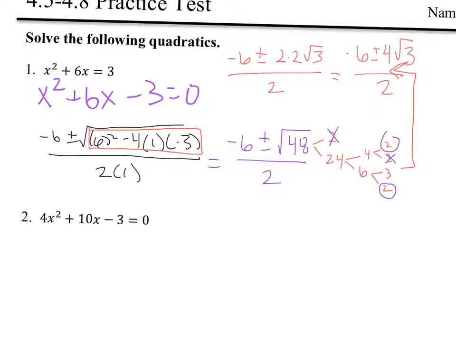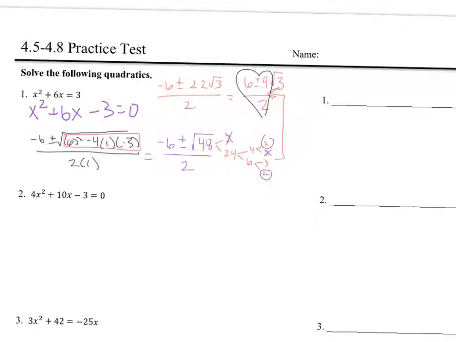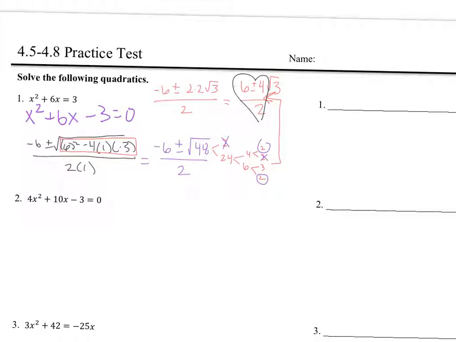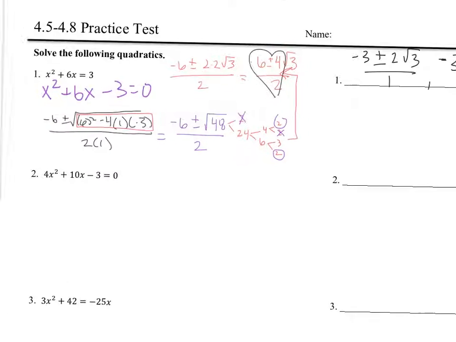You have to look at that heart, and when you look at the heart, it does not include that square root 3. So my answer then, because they all have a 2 in common, it would be negative 6 divided by 2 is negative 3 plus or minus 2 square root 3 over 1, or you could just have negative 3 plus or minus 2 square root 3. Those are the same answers. It doesn't matter which one you pick.